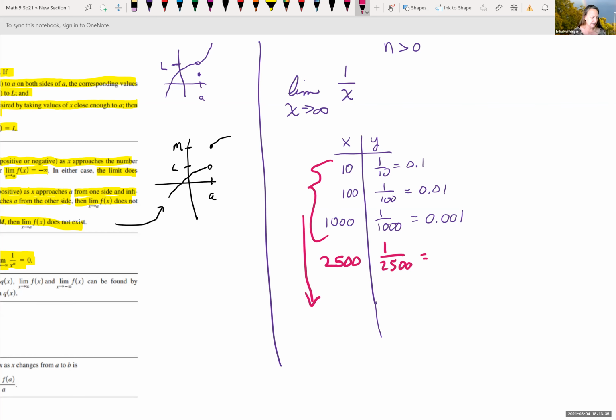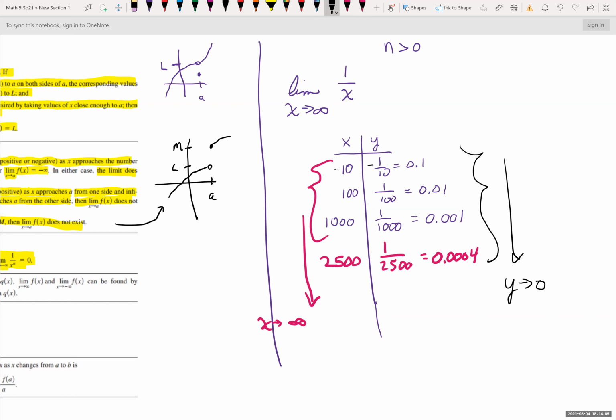In this case, this is 0.0004. And so as x is approaching infinity, these y values are going to 0. And that's the same idea when we're going to negative infinity. If this was -10, this would be -1/10. Yeah, and it's still approaching 0. Yep, exactly. Thank you.